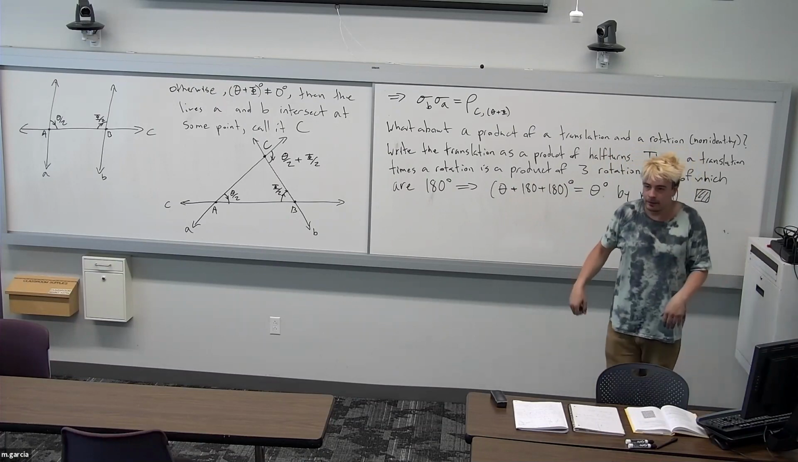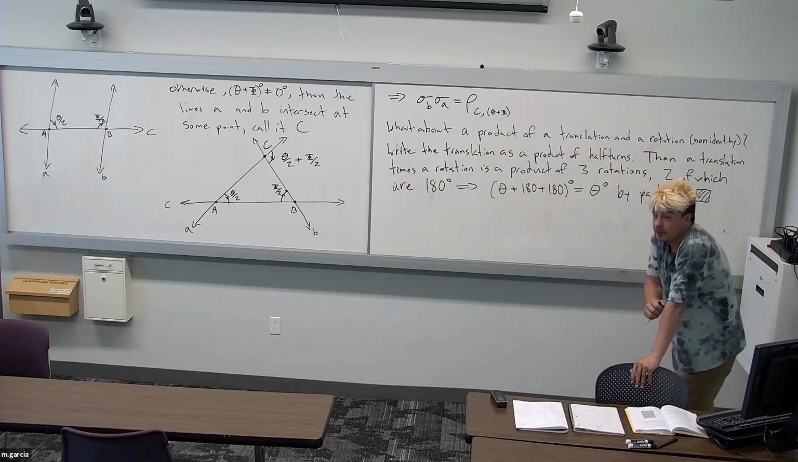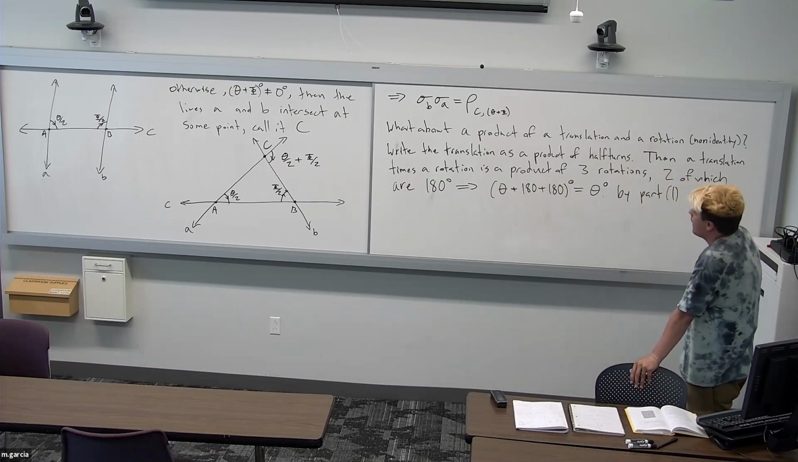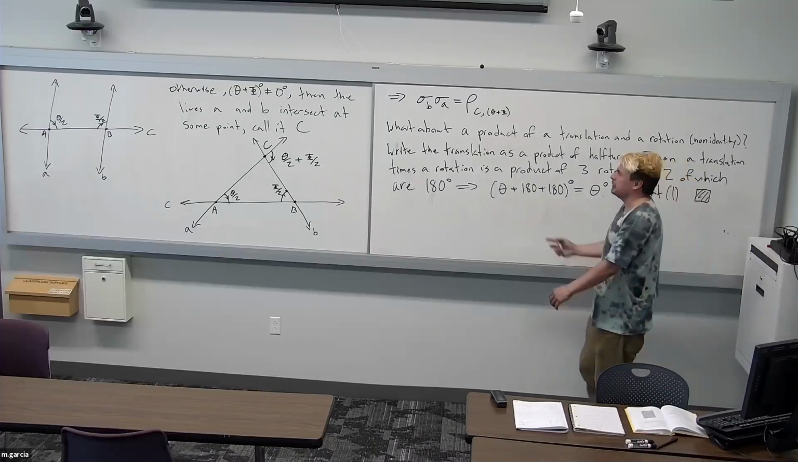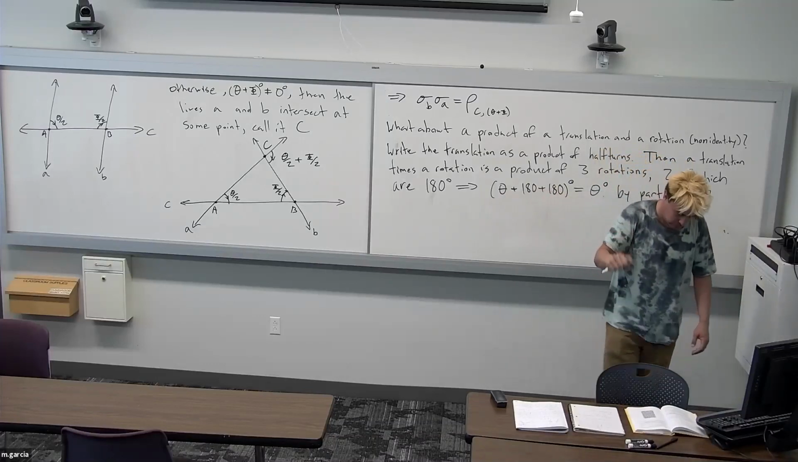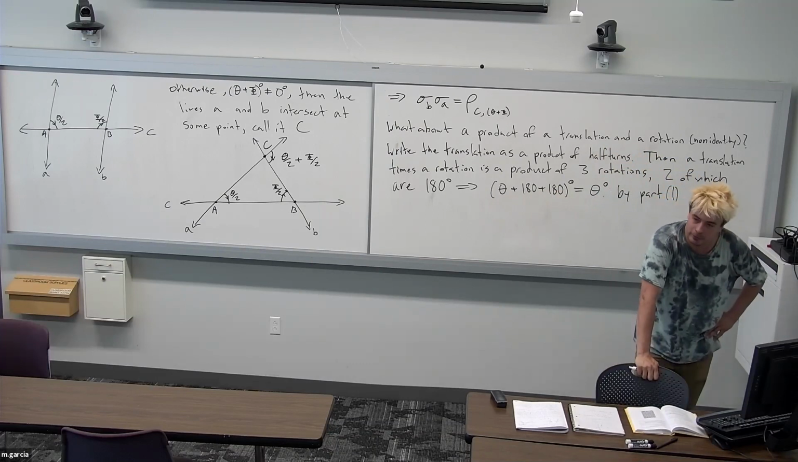Well, how would you do the one? You can't do the 180s together, can you? Then you can't put the translation with the rotation. Oh, that's a good point. You're right. You do have to do theta and 180 and then the other 180. Good. I didn't think of that before, so thank you for bringing that up.